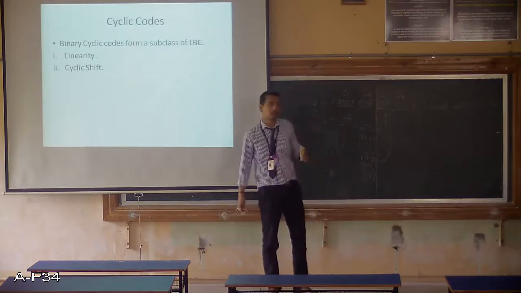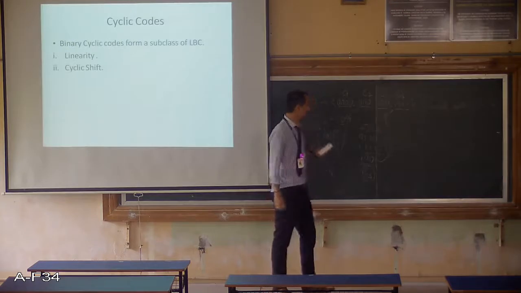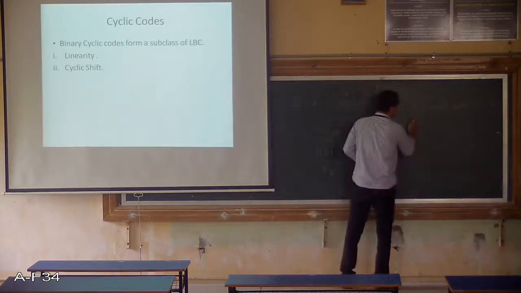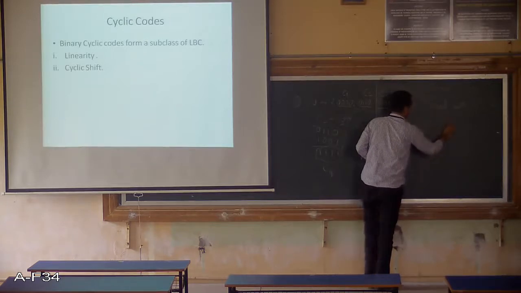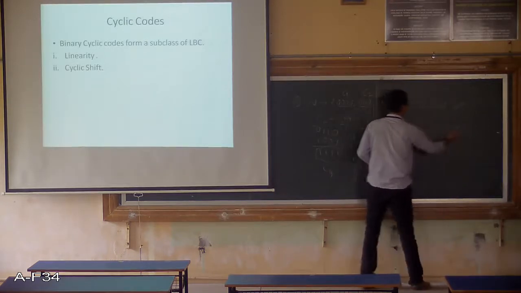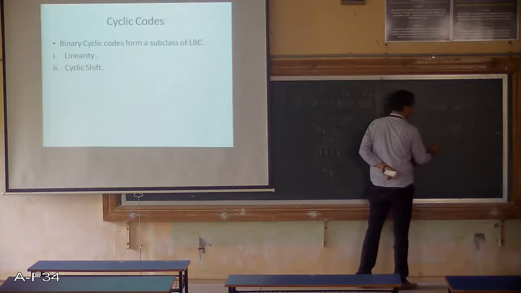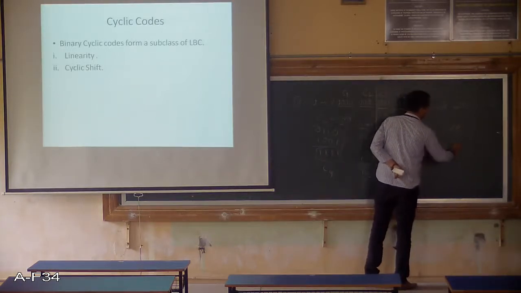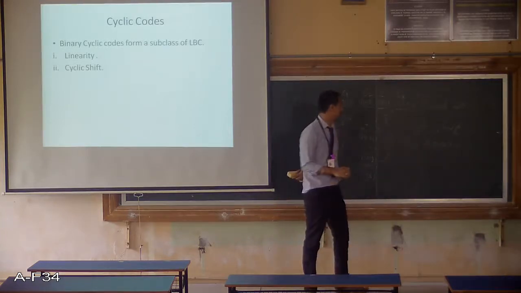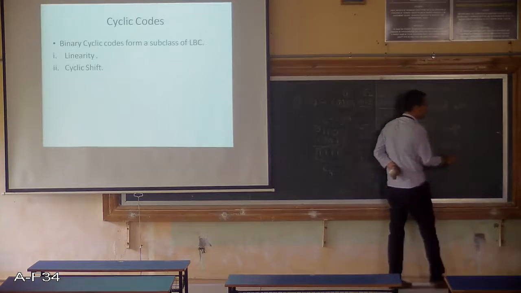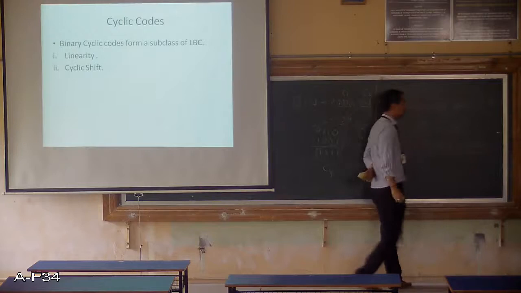I cannot say it is binary cyclic yet, as it has satisfied only one of the conditions, that is linearity. Now we have to check with the cyclic shift. Let us consider the symbol C1. Shift either to the right side or to the left side. Either way you shift it, it always gives a code word in the given code vector.